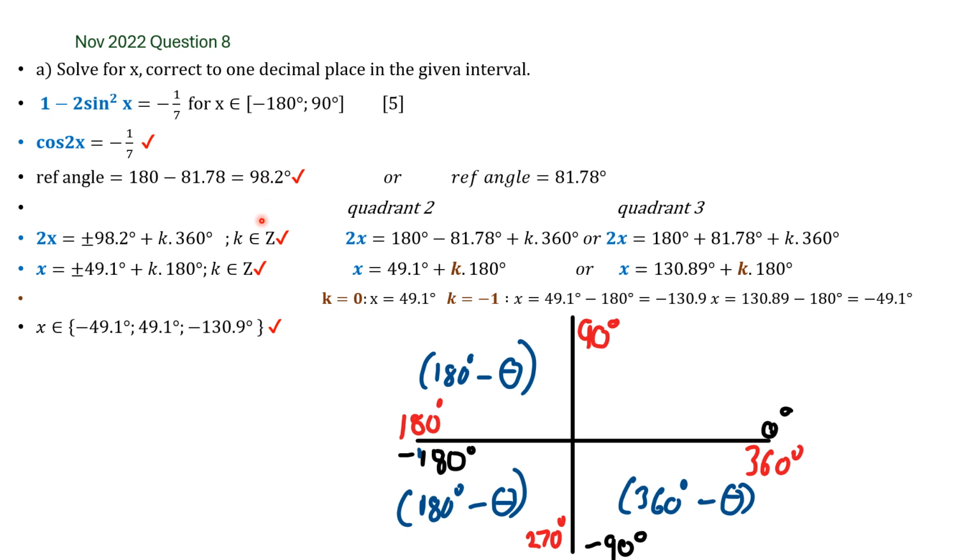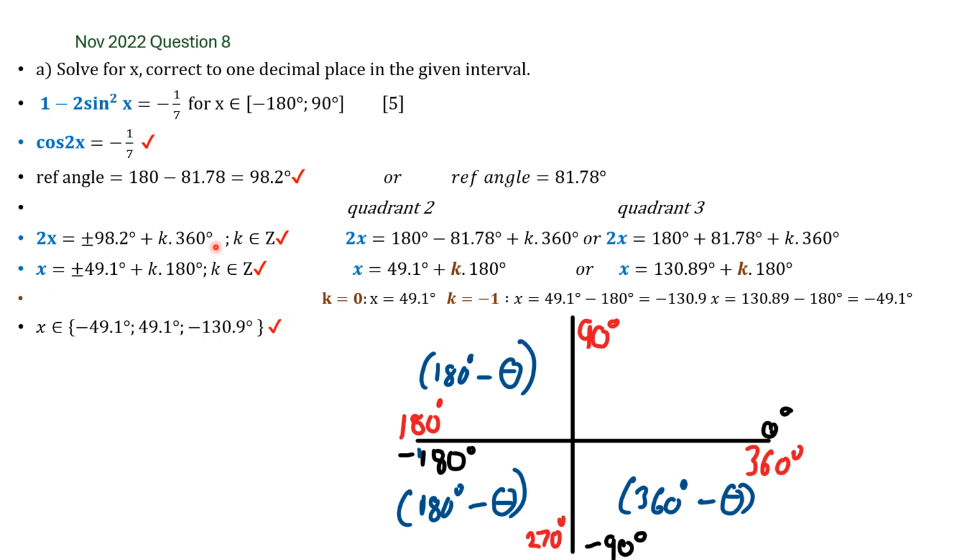Right, so there 98,2 falls in the second quadrant, and that's where cos is negative, right? Cos is also negative in the third quadrant. So the third quadrant, 0 minus 90 minus 98,2, would fall in the third quadrant. So therefore 2x equals plus or minus 98,2 plus k times 360 for cos 2x. And remember, k is an element of the integers.